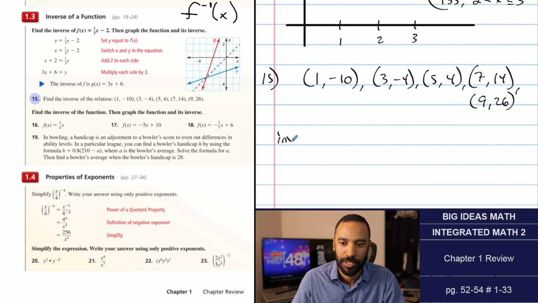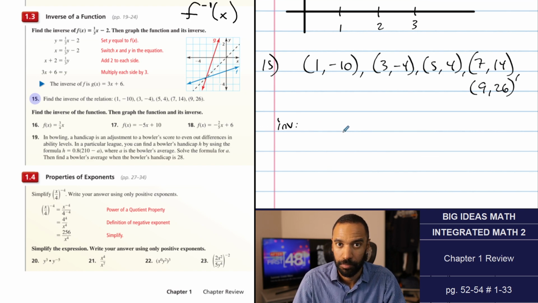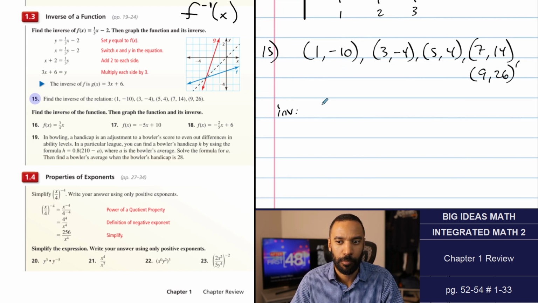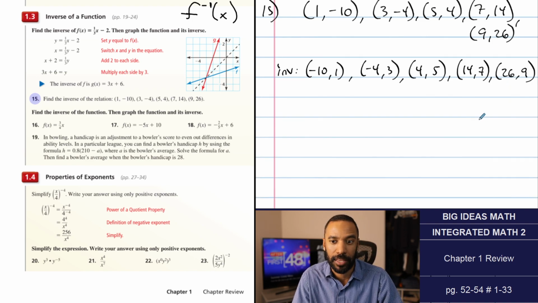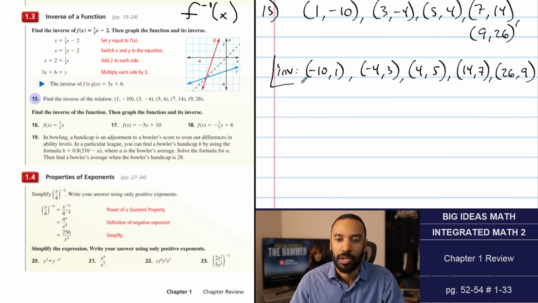The inverse swaps the x's and y's. That's all you do. From (1, -10), we'll have (-10, 1). From (3, -4), you'll have (-4, 3). From (5, 4), you'll have (4, 5). From (7, 14), you'll have (14, 7). And from (9, 26), you'll have (26, 9). I'm glad they don't ask you to graph it. But that's number 15.